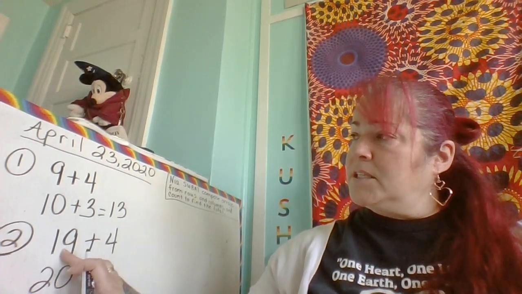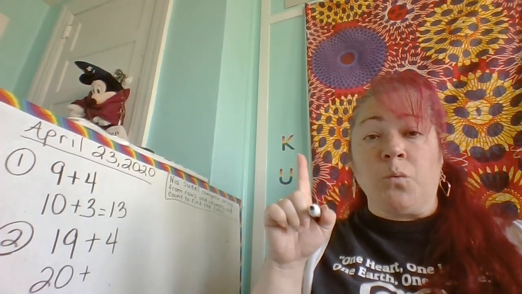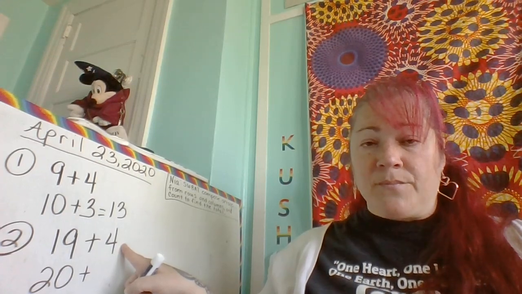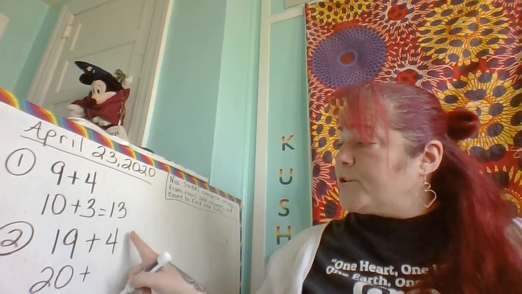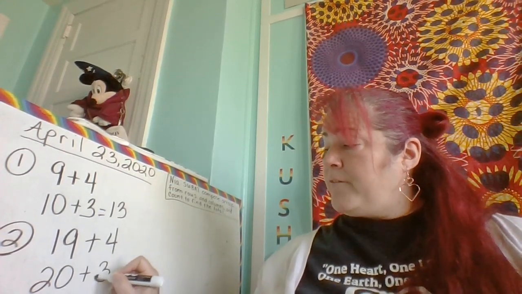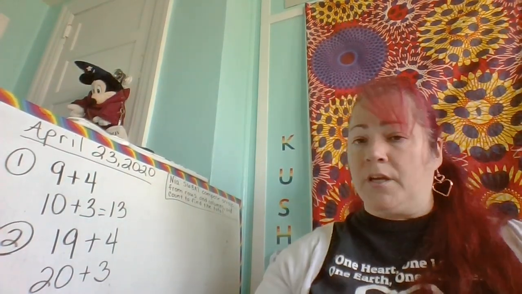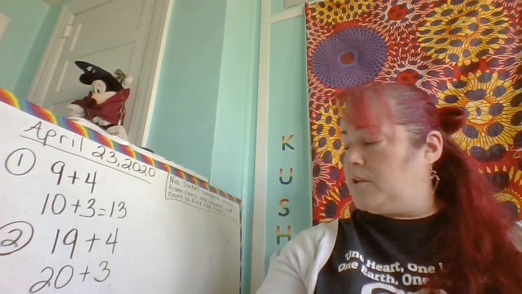So 19 to get to 20, 19, 20. It's 1. So that means I took how many away from my 4? Super, I took 1 away from my 4. So if I take 1 away from 4, I have 3. So 20 plus 3, 21, 22, 23.